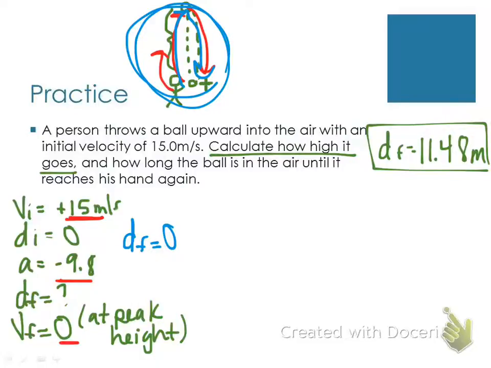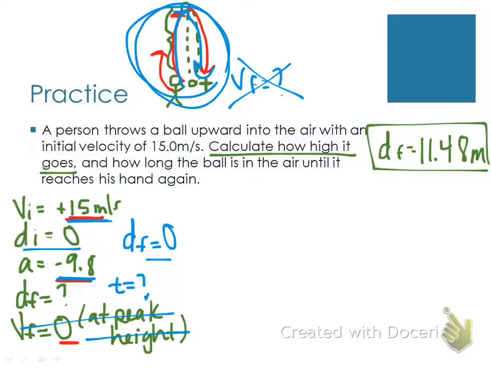Yes. Okay. So now, what equation do I have? I don't know its final velocity at its hand again, right? I don't know what this final velocity is, so I can't use that. I know my displacement final, I know my displacement initial, I know my initial velocity, and I know acceleration. And I'm solving for time. So what equation could I use? The second one, right? It looks like this. df equals di.